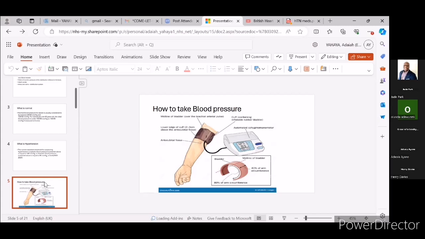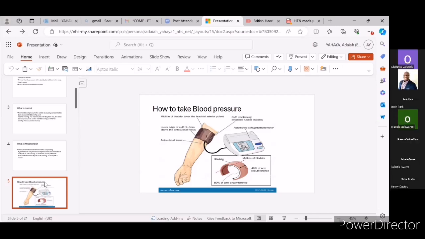Keeping it simple, the cuff for someone who is as slim as myself will be very different from someone who is 3 times my size. The reason is if that cuff isn't the right size, you will get a wrong reading because it will exert much more pressure on the arm than it should. And because it reads a difference in pressure, when you have too much pressure because the cuff is too small, you have a falsely raised blood pressure reading. And when you have too little pressure because the cuff is too big, you have a falsely low blood pressure reading.